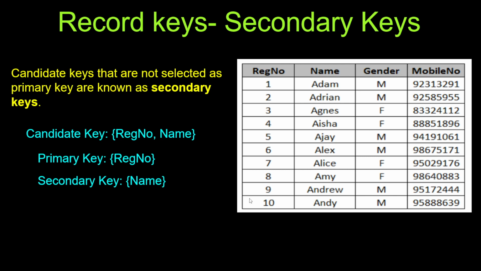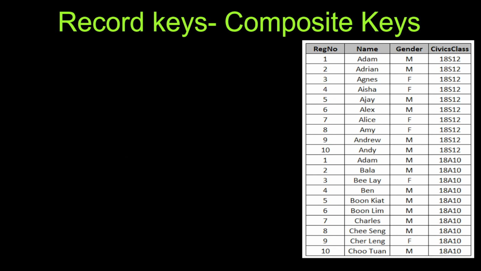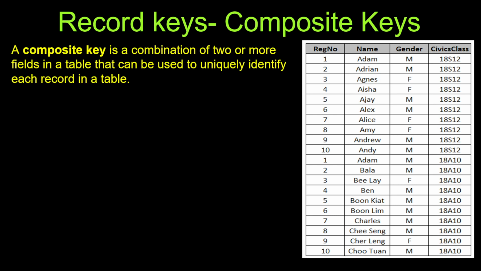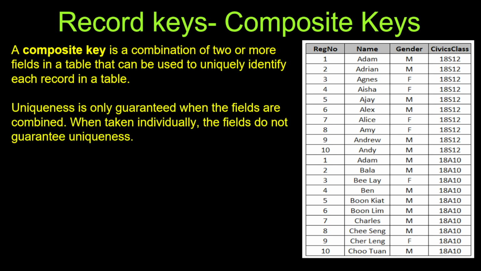Then sometimes we need to make use of more than one key. Let's see what we mean over here. We talk about composite keys. A composite key is a combination of two or more fields in a table that can be used to uniquely identify each record in the table. Uniqueness is only guaranteed when the fields are combined. When taken individually, the fields will not guarantee uniqueness.